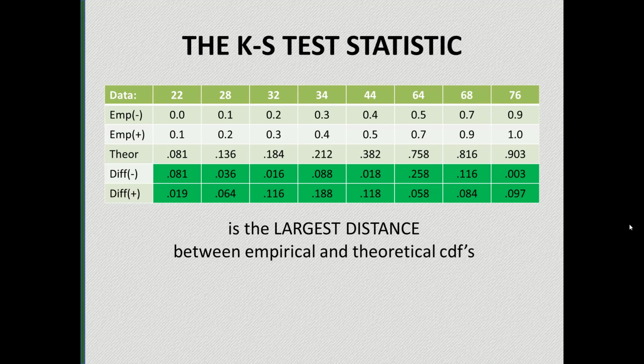Got a really tough question for you now. Brace yourselves. What's the biggest number there? The biggest distance is 0.258. That's our KS test statistic.